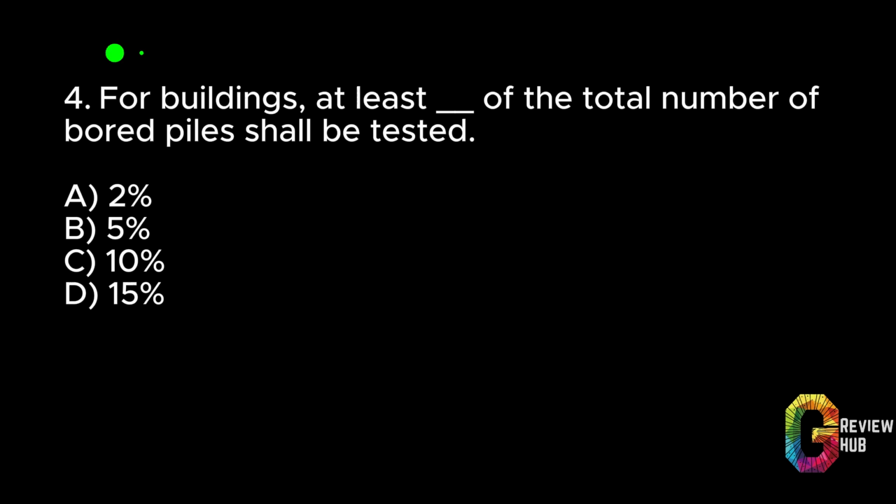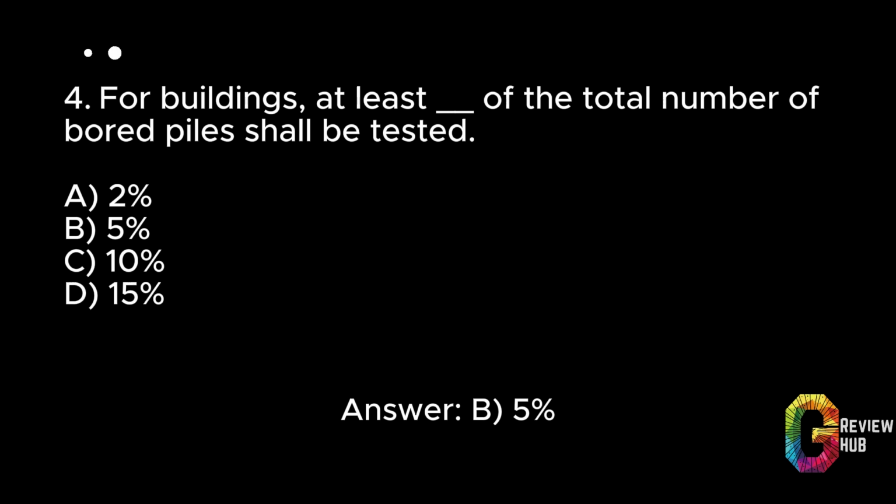4. For buildings, at least blank of the total number of bored piles shall be tested. A. 2%. B. 5%. C. 10%. D. 15%. Answer: B. 5%.